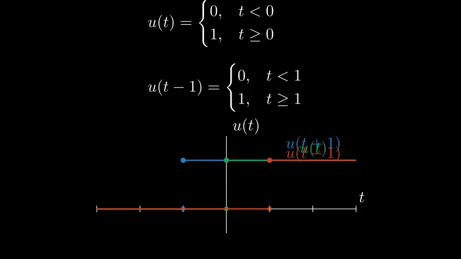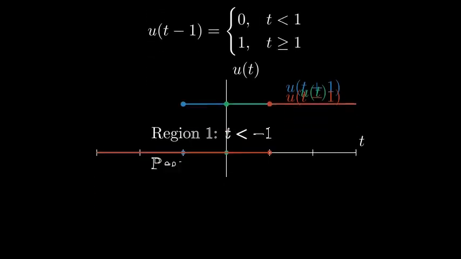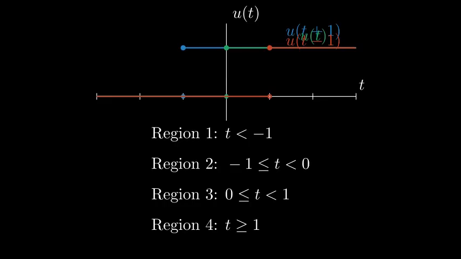Now, let's calculate x of t using our equation x of t equals u of t plus 1 minus 2 times u of t plus u of t minus 1. We need to evaluate this expression for different regions of t. Let's divide the t-axis into 4 regions. Region 1, t less than negative 1. Region 2, t between negative 1 and 0. Region 3, t between 0 and 1. Region 4, t greater than or equal to 1. Let's calculate x of t for each region.